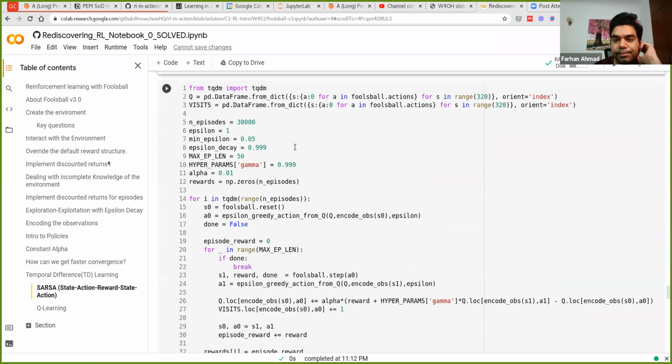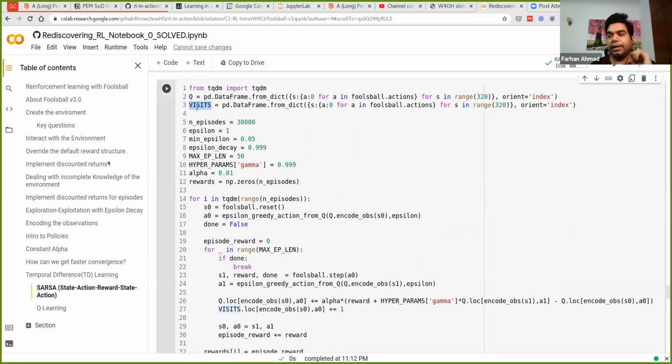Okay, this is again the standard implementation of SARSA that we did the very first time. I have again added this visits table. This was purely for debugging because I wanted to see if any of the states were being left out for any reason, because there were a lot of zeros in the Q table. But it turned out well.